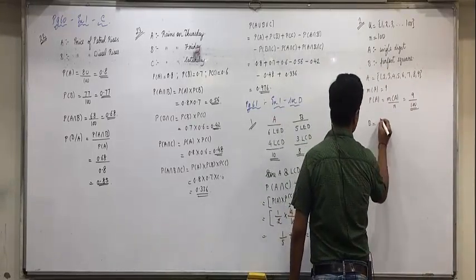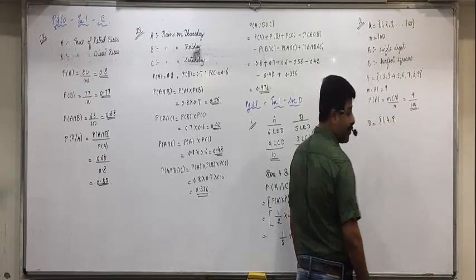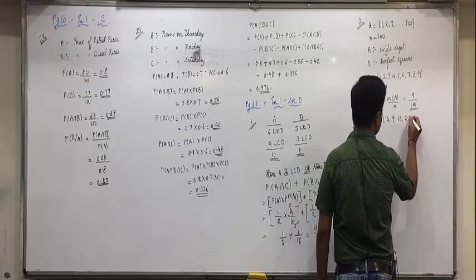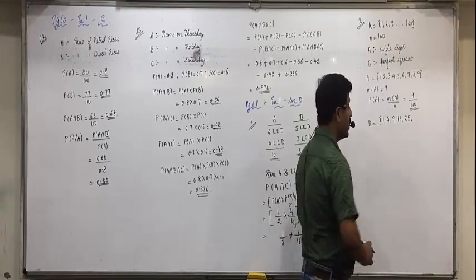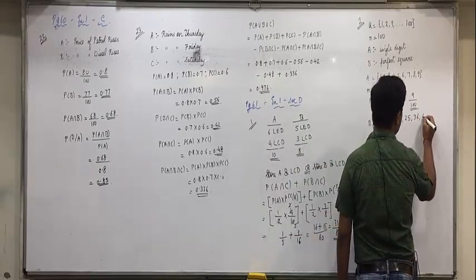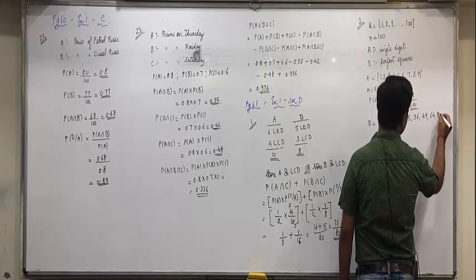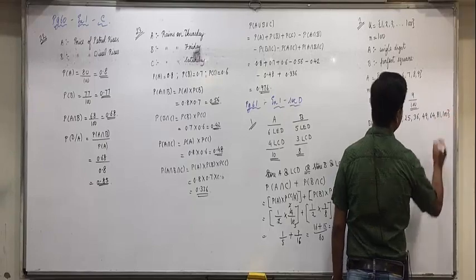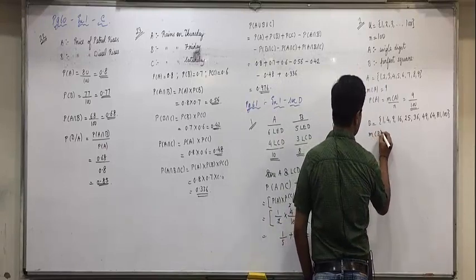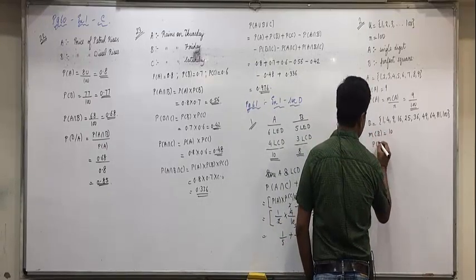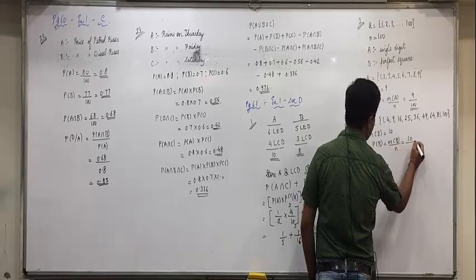Now B is a perfect square. So 1 square, 2 square, 3 square is 9, 4 square, 16, 5 square, 25. 6 square, 36, 7 square, 49, 8 square, 64, 9 square, 81, 10 square, 100. These all are perfect squares. M of B equals 10. P of B, M of B upon N, 10 by 100, 1 by 10.